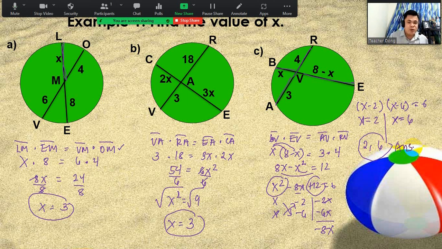That is Theorem 116, or the chord power theorem. So in this case, we have two chords intersecting in the interior of the circle. So that's the marking, or the hint, that you will be using Theorem 116, or the chord power theorem.